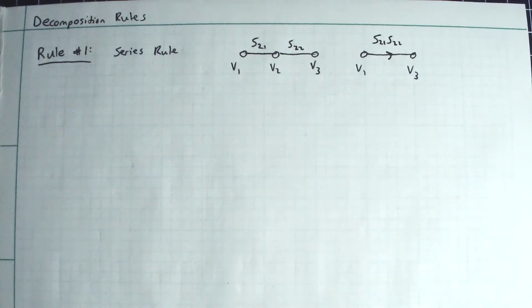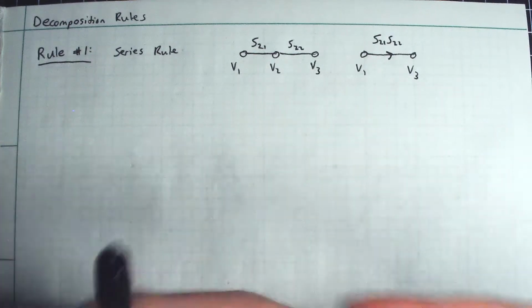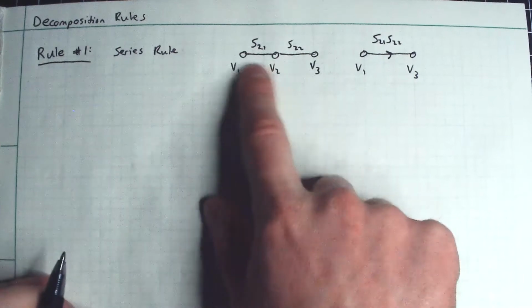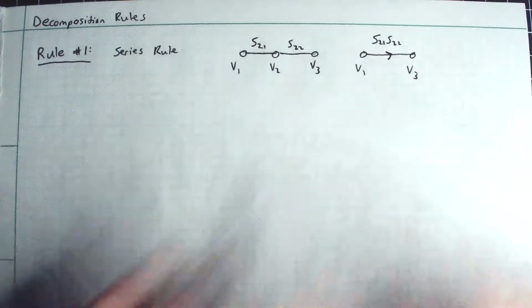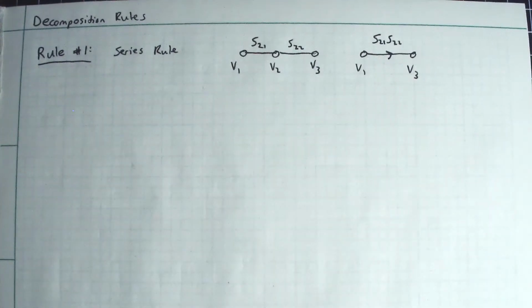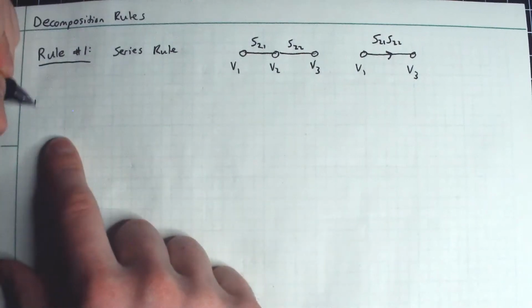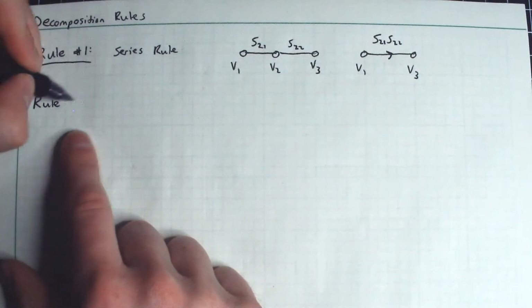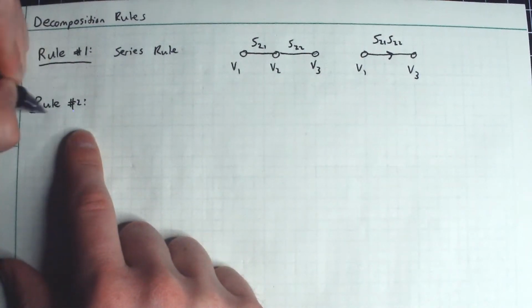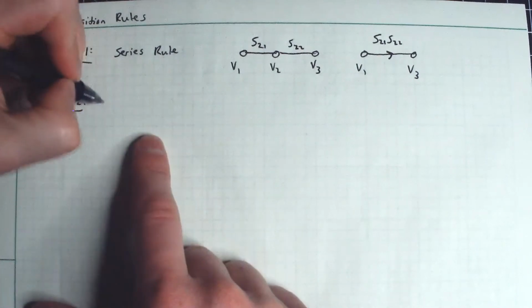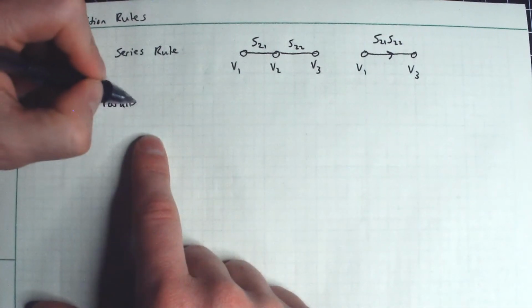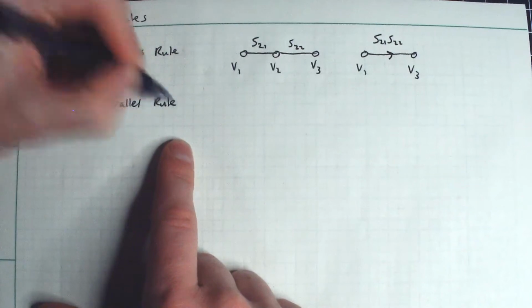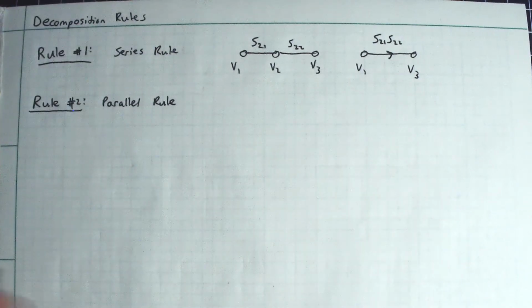It's similar to if you add 2 resistors in series, they sum. In this case, 2 branches in series, their coefficients multiply. So let's do rule number 2. This is called the parallel rule. And again, this is all in the book if you ever need to review it.